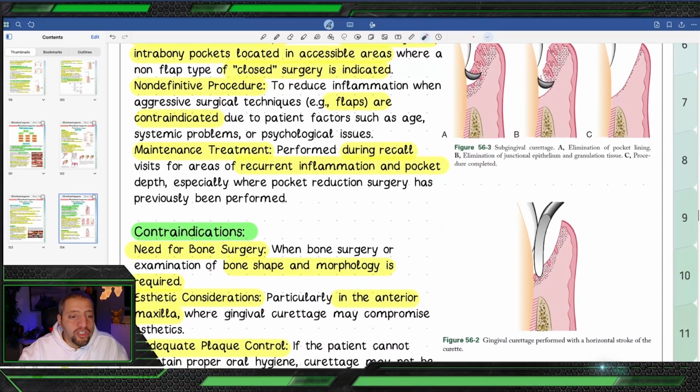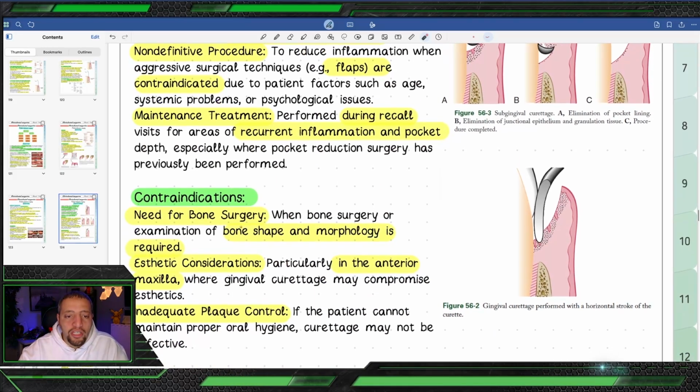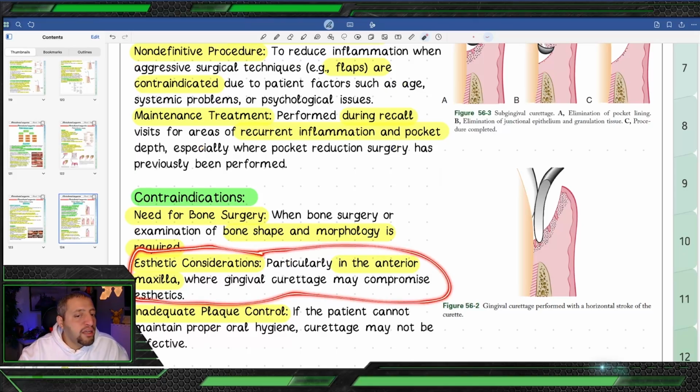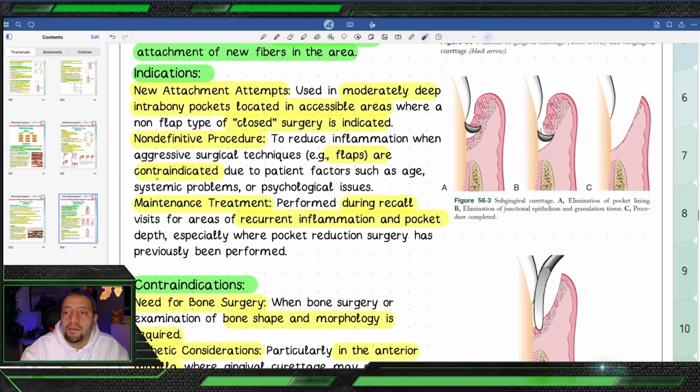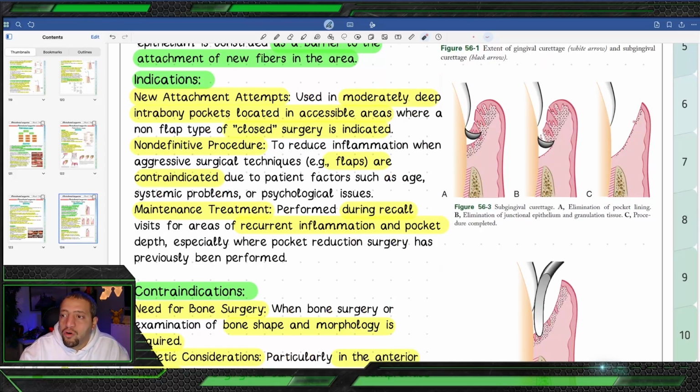It is contraindicated when we need bone surgery, when you need to cut the bone, because here you don't have access to the bone. Also, for aesthetic considerations, particularly in the anterior maxilla, where gingival curettage may compromise aesthetics, and with inadequate plaque control. This is why they don't like it: it's considered a surgery, but you are not correcting whatever is happening here. You are removing only the tissue, so you are compromising the gum, leading to recession, and at the same time you didn't make sure the gum will heal here, because as you can see, you're just removing and hoping it will be fine.